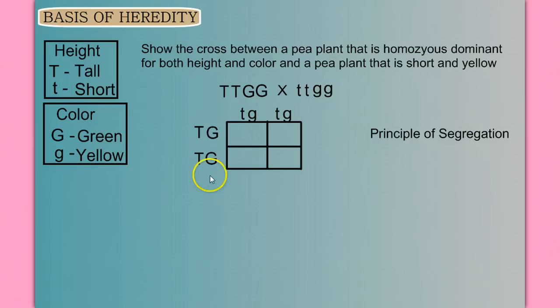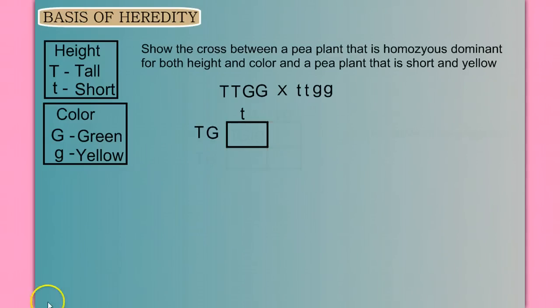Now let's put them back together. When we recombine the gametes, we see that each of these boxes is going to be the same, so we don't need them. Now what will we get? Wait, we don't want to do this.